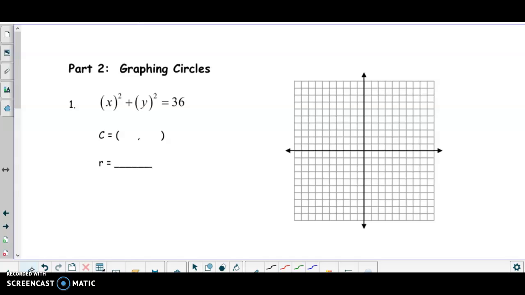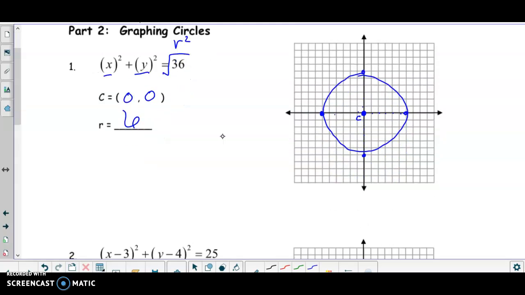Here you can see there's nothing being added or subtracted to my x and y, so my center is the origin. Remember, this is r squared, so if I want just r, I have to take a square root, and the radius is 6. If I'm going to make a picture of this, here's my center. I need to go 6 out, 1, 2, 3, 4, 5, 6, on all sides. It's going to look kind of funky, but close enough. And so there's our circle.